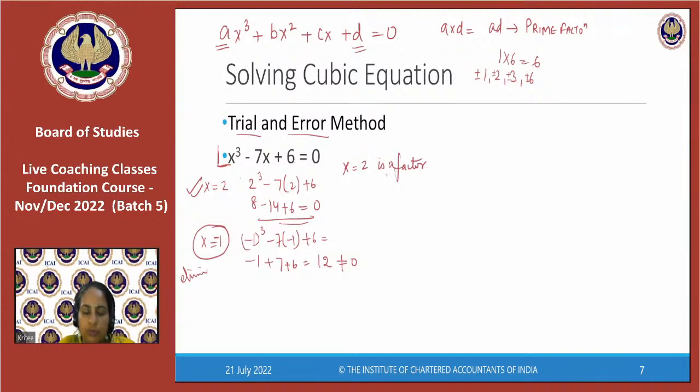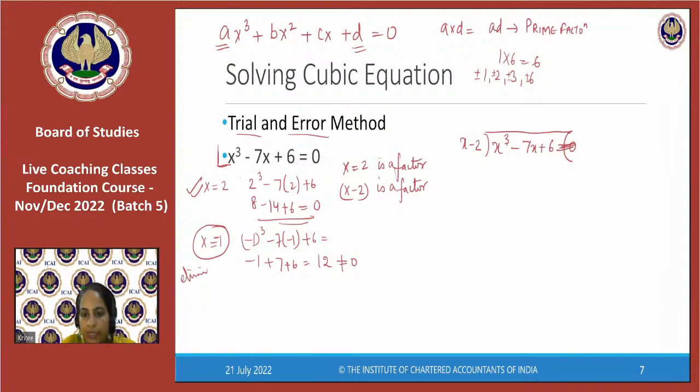If x equal to 2 is a root, then x minus 2 will be a factor. We call it this way: x minus 2 is a factor. When I get x minus 2 as a factor, now what I have to do is divide this entire equation, sorry, this entire part, with x minus 2.